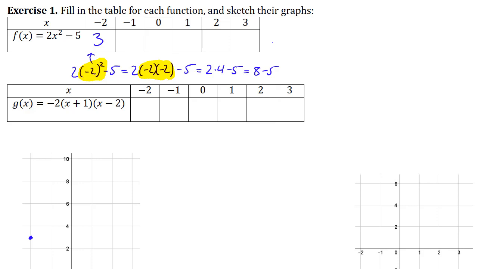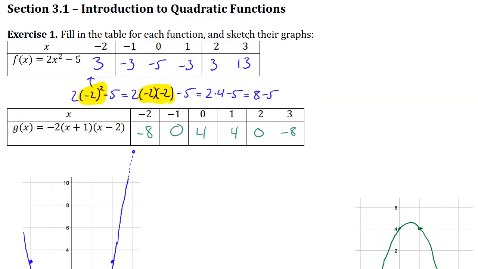All right, welcome back. So for the rest of these, let's check these answers. This is going to become -3, -5, -3, 3, and then 13 here. I'm just going to fill in the rest while I pause my recording to make it a little faster. So these should be the answers you got, so let's check them. Did you get 3, -3, -5, -3, 3, and 13?